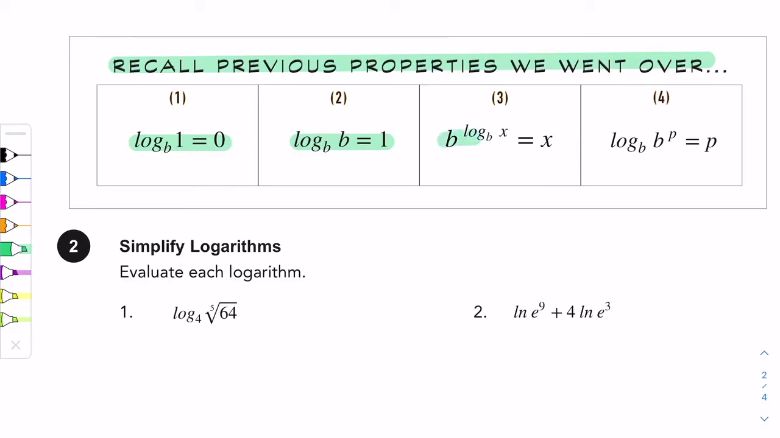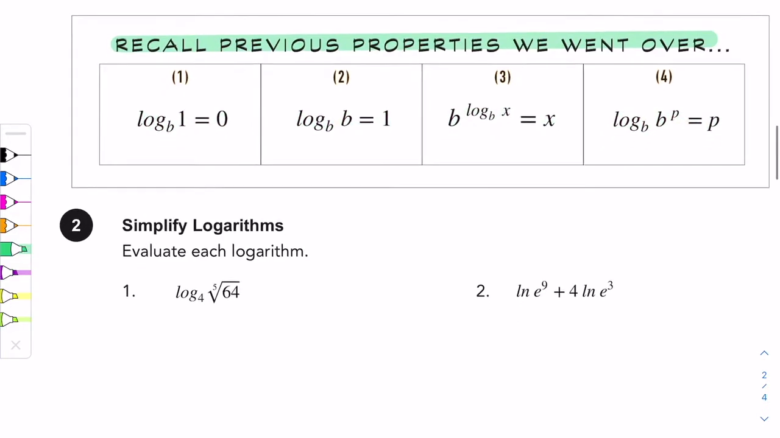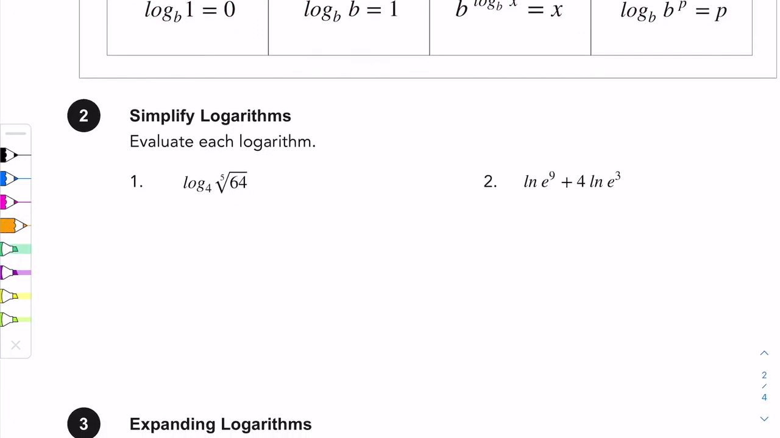B raised to the power of log base b of x, regardless of the base or the value of b, will always be x. And log base b of b raised to the power of p will always be p. Also, remind yourselves that ln is the same thing as log base e, and that's helpful sometimes when you're simplifying.